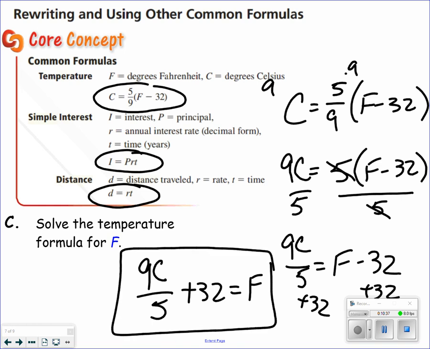Remember, my only goal is to solve that equation for F. So F on one side, everything else on the other. That's when you know you're done.